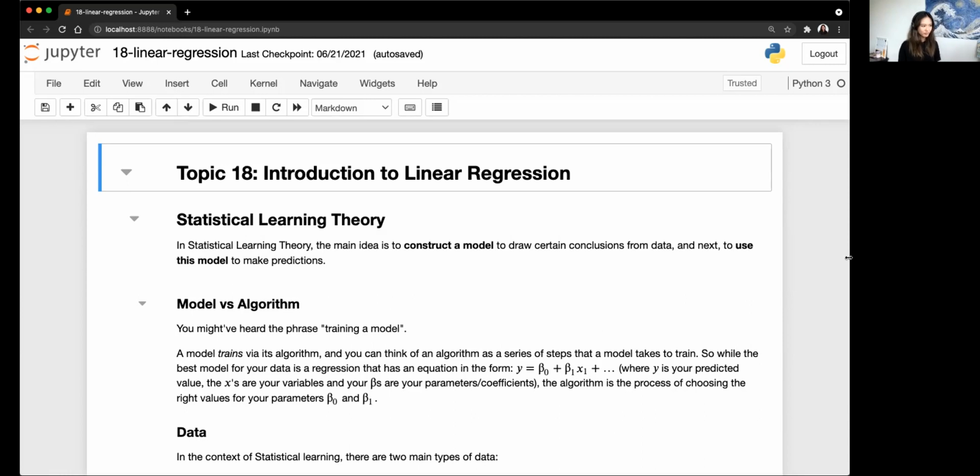So before talking about the model, we talk about statistical learning theory. The whole idea behind statistical learning theory is constructing a model to draw certain conclusions from the data. And we'll look at an example later on and see what kind of conclusions we can draw from it. And then after drawing conclusions from the data, use this model to make future predictions. So it's kind of twofold. You can use a model to infer patterns or relationships within your data set, but also you can use the same model to make predictions. It's kind of twofold.